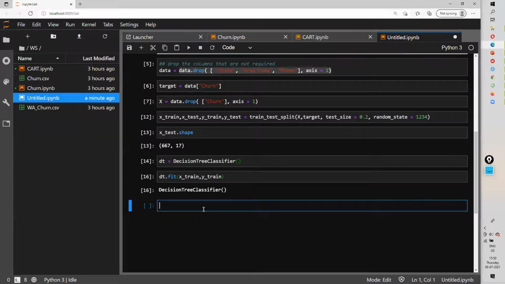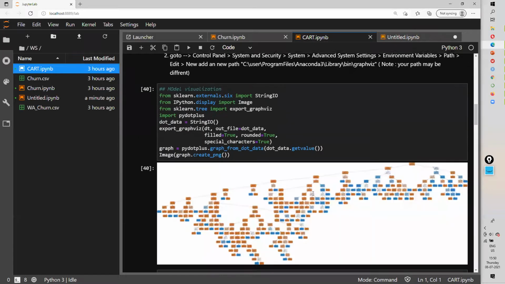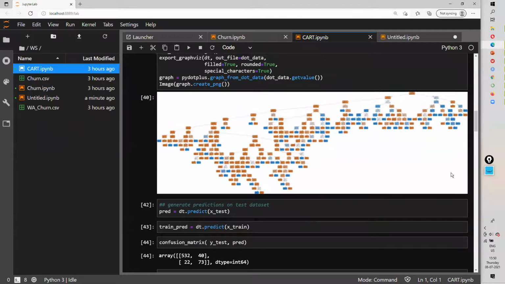Now we have this model. If you want, we can print this model. So I have this model printed before. So you can see this is the tree. See how big this tree is. If I print this tree, you would never be able to understand anything from this.